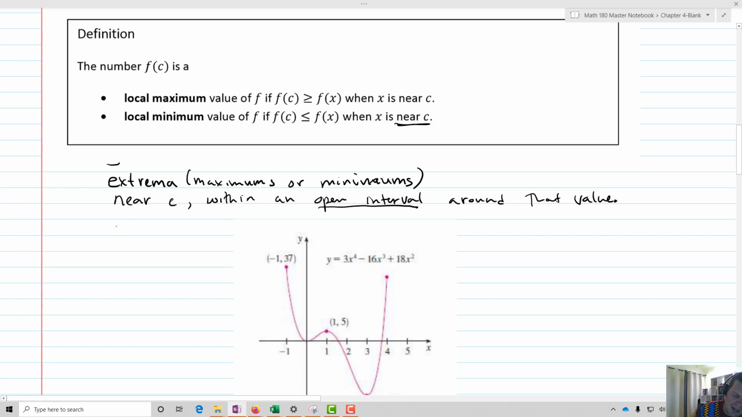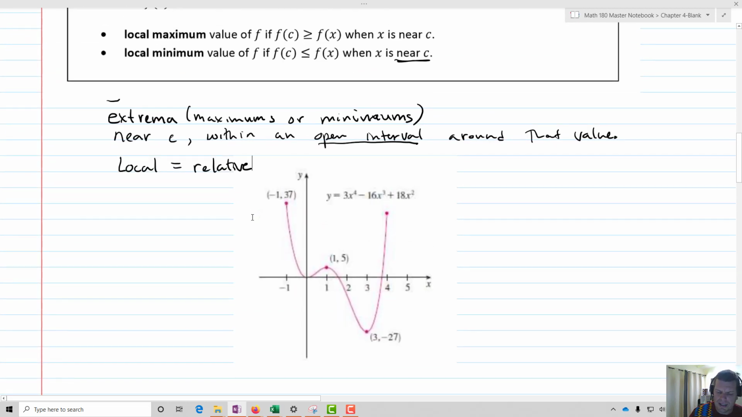Now, I should also say that another way to say local is relative, so I'll use the term relative extreme as well. Let's look at this particular graph. My absolute max, the highest value on this entire domain, is f of -1 equal to 37, because that's clearly the tallest point. And my absolute minimum is f of 3 equal to -27.